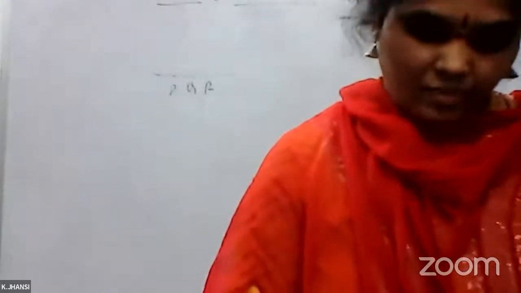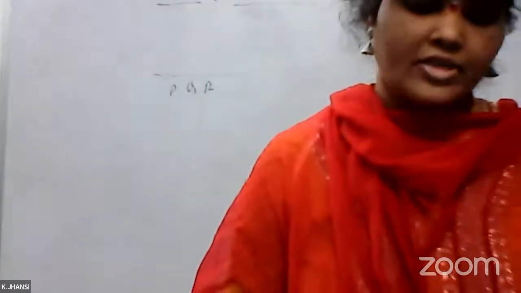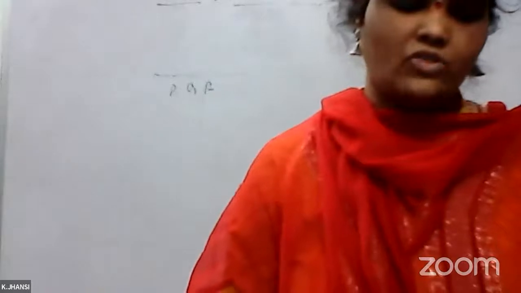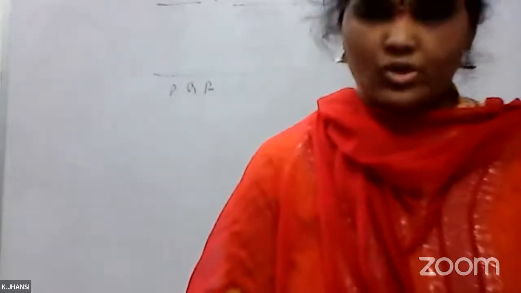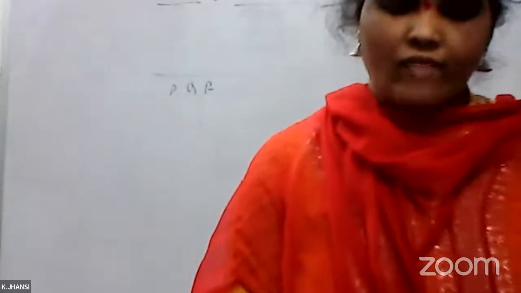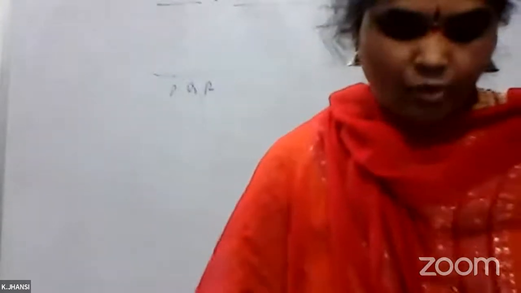After that, on page number 13, you have the coordinates of the point when it divides in the ratio m is to n. Internally you have one formula and externally you have another formula. So this is also an important one.